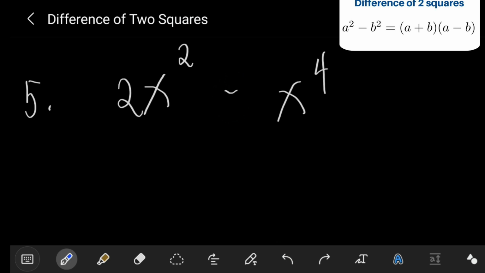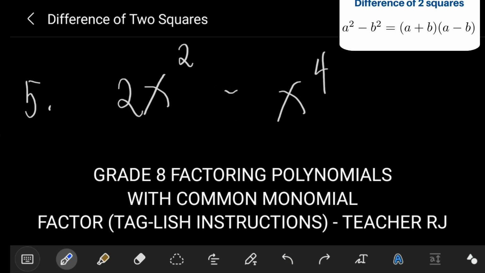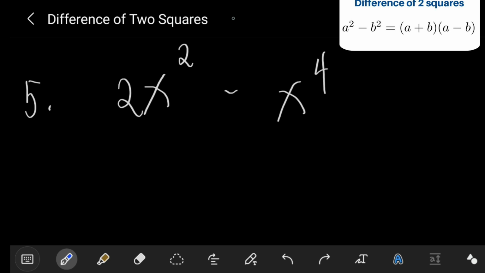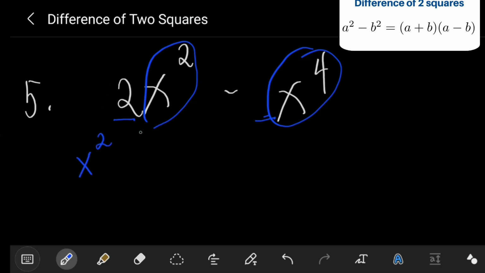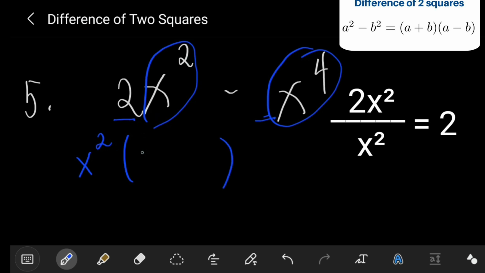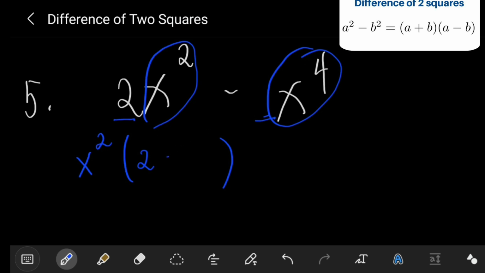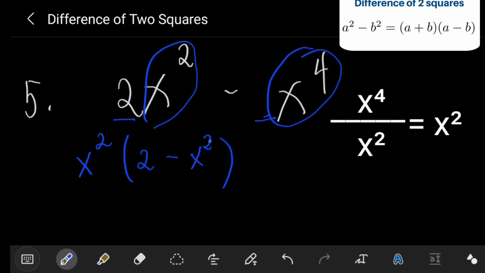Pero still, siya ay factorable. Anong gagamitin? Kung hindi nyo pa alam ang gagamitin, panoorin nyo yung aking isang video na nasa description sa baba about sa factoring polynomials with common monomial factor. Diba meron siyang common? Unahin natin yung number. Wala. Pero sa variable, meron. So, ano mas mababa dyan? Yung x squared. And then, after that, kunin natin yung isang factor niya. 2x squared divided by x squared is 2. Minus x raised to 4 divided by x squared is x squared. Ayun mga kamatik. Sana nagets nyo yan.